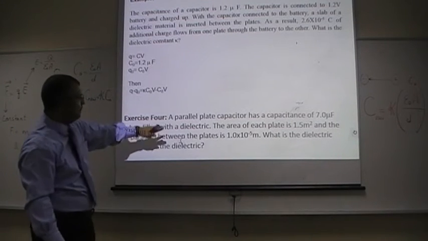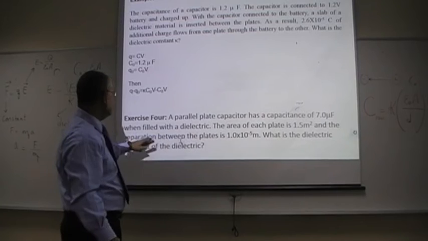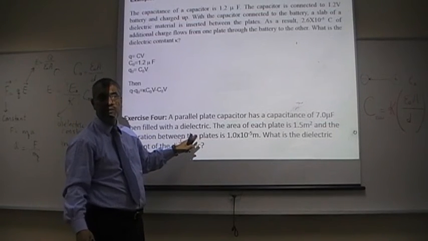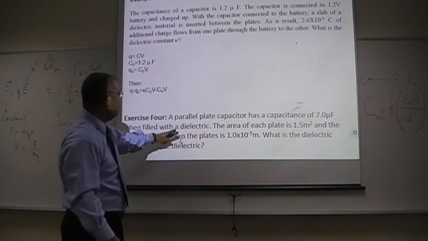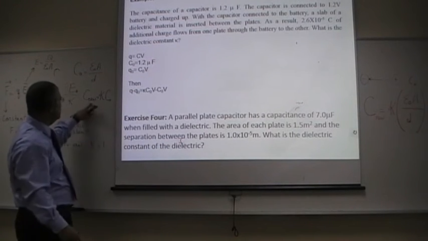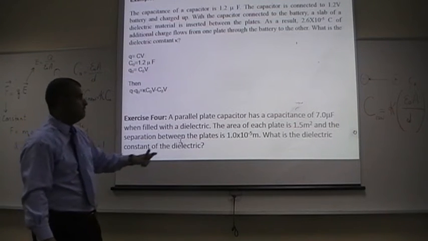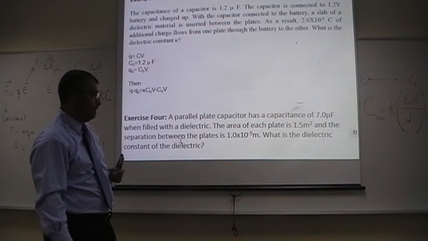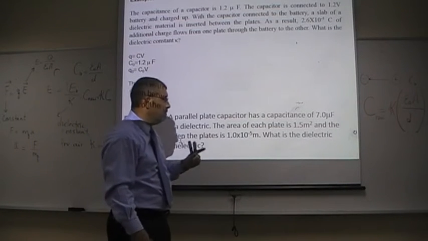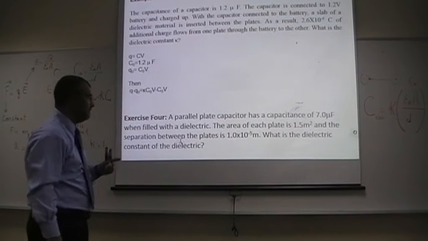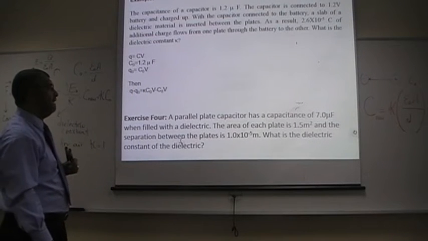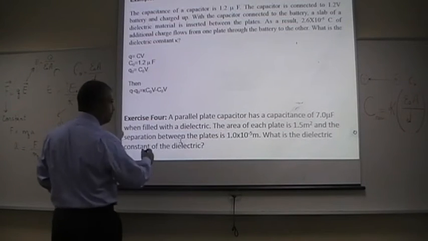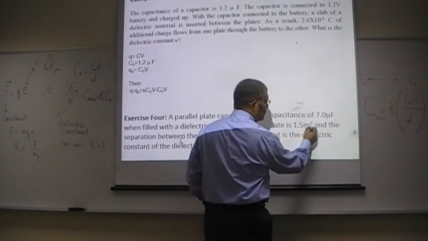So here, a parallel plate capacitor has a capacitance of 7 microfarad when filled with a dielectric. That means it's C nu. Now the area of each plate is 1.5 meters square. That's very large, it's supposed to be millimeter square. That's a huge plate, so that's a mistake there. And the separation between the plates is 1.7, so this is millimeter, not meter. This is millimeter square.